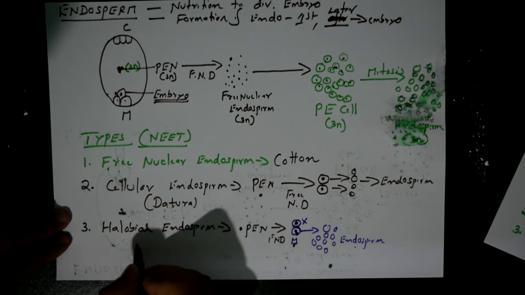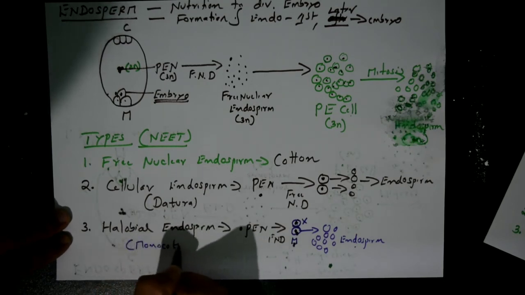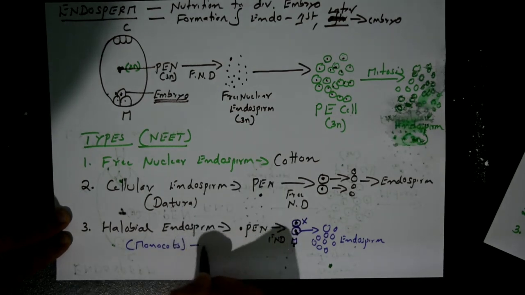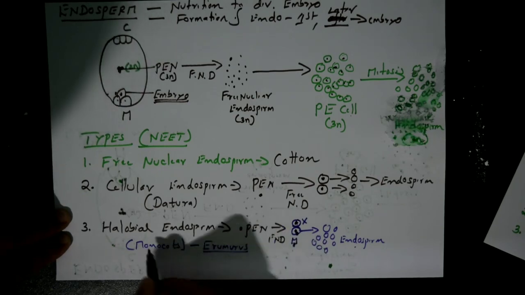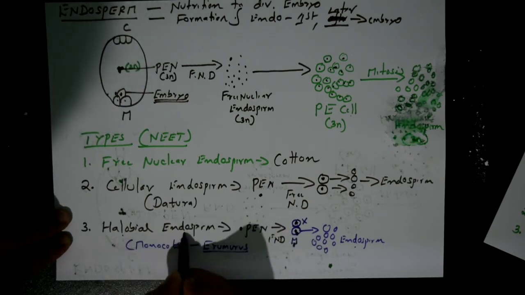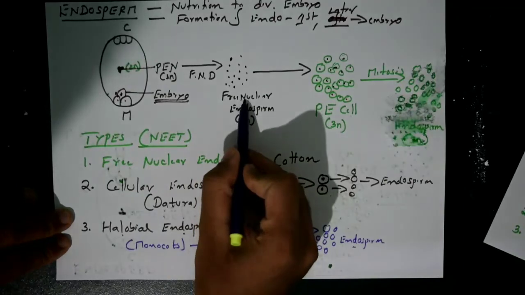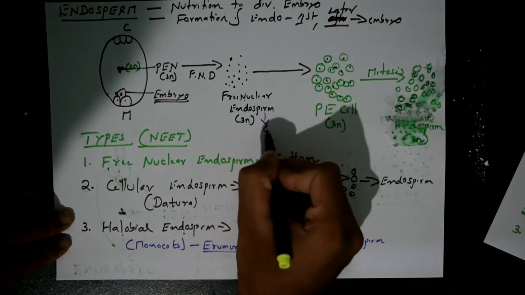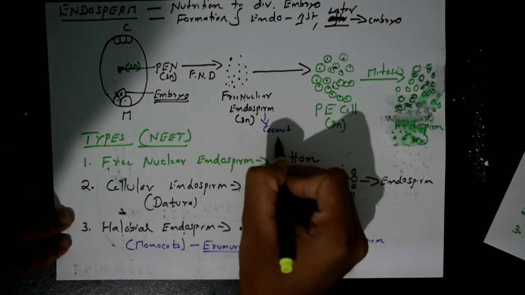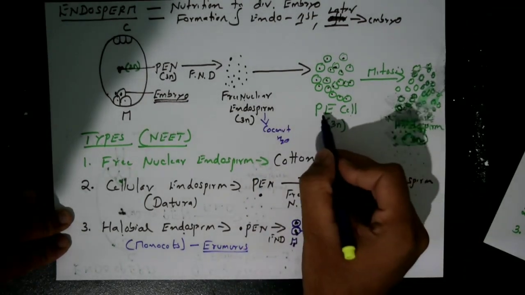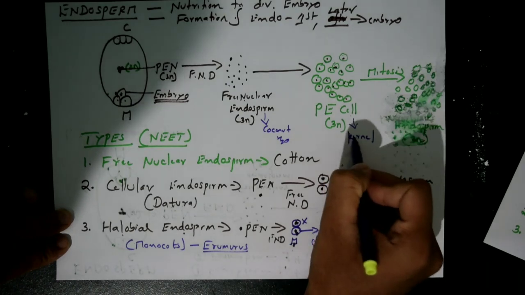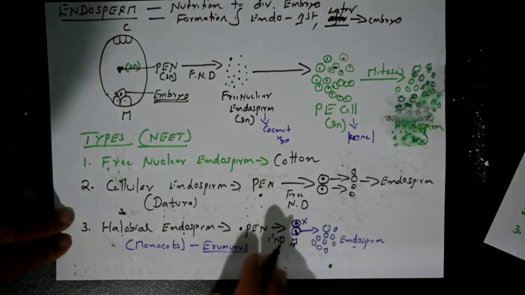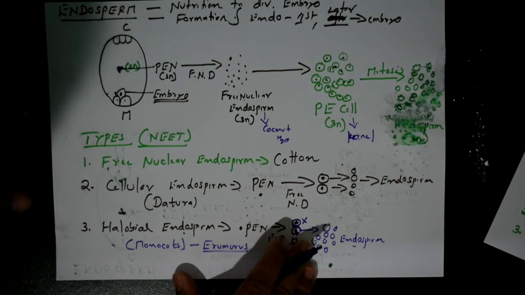Example for this halobial type is all monocots. In all monocots you see this. A good specific example is Eremurus. Eremurus is a type of monocot which exhibits halobial endosperm. Here the good example for free nuclear endosperm is coconut water, whereas a good example for primary endosperm cells is the kernel of the coconut. Correct? The kernel, the white thing you see in the coconut. Okay, so that's all about the endosperm and the types.